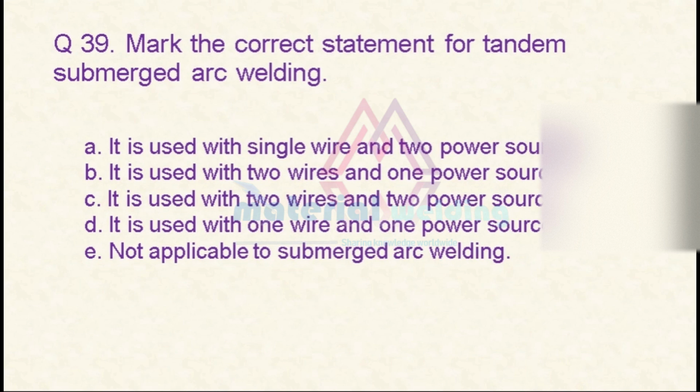Question 39. Mark the correct statement for tandem submerged arc welding. A. It is used with single wire and two power sources. B. It is used with two wires and one power source. C. It is used with two wires and two power sources. D. It is used with one wire and one power source. E. Not applicable to submerged arc welding.